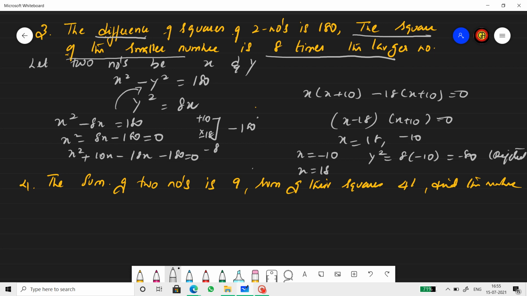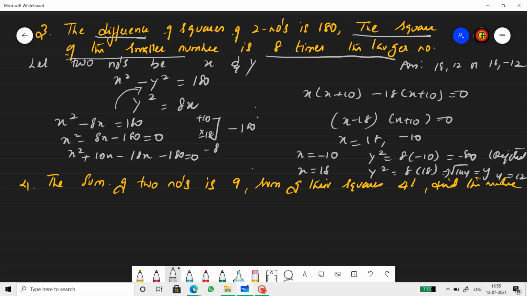So when x is 18, y square will be 8 into 18, so y will be root over 8 into 18, so root over 144. With that, you find y as 12. So y can be plus 12 or minus 12, because you're finding the square root of a number. I don't have place to write, so I'm writing the answer over here. So the numbers can be 18 comma 12 or 18 comma minus 12. So this is the third one.